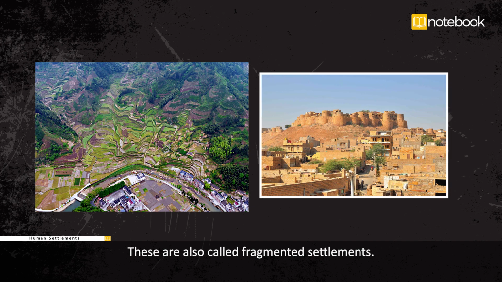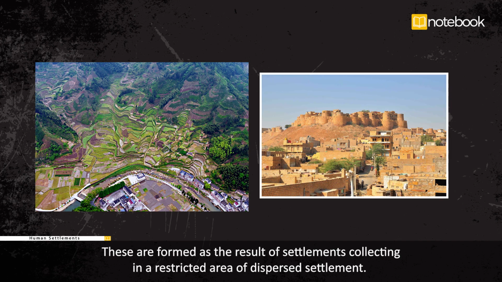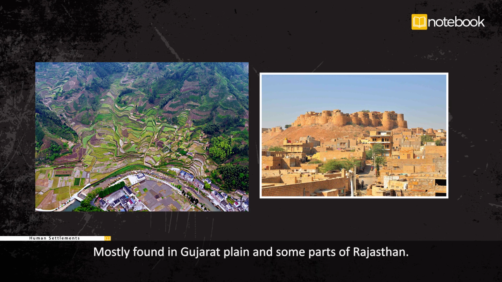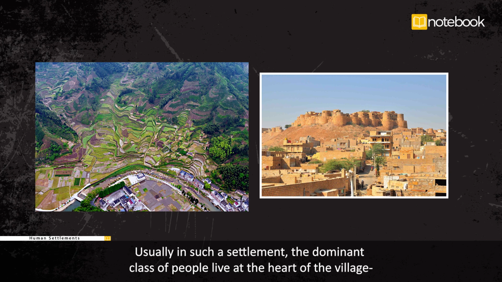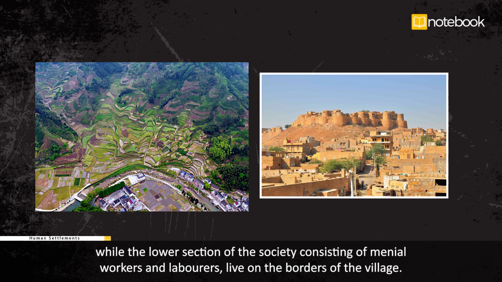Semi-clustered settlements. These are also called fragmented settlements. These are formed as a result of settlements collecting in a restricted area of dispersed settlement, mostly found in Gujarat plains and some parts of Rajasthan. These types of settlements are formed by the fragmentation of a large village. Usually, in such a settlement, the dominant class of people live at the heart of the village, while the lower section of the society, consisting of menial workers and laborers, live on the borders of the village.